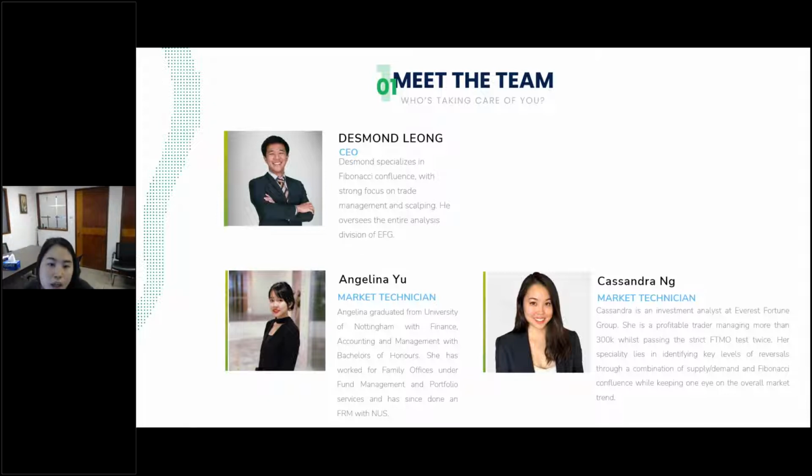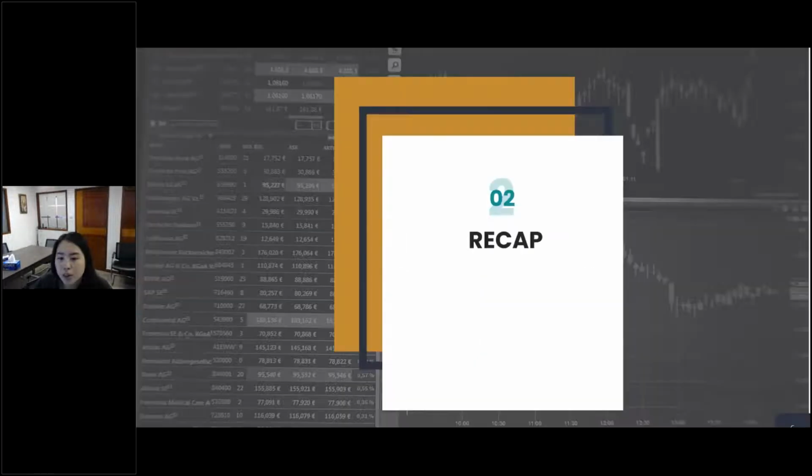My specialty is catching reversals. I do that by using Fibonacci confluences, which is what we're covering today. I think this is a very important topic actually. I also use a combination of supply and demand and Fibonacci confluences. Supply and demand is basically just support and resistance. I also look at the overall market trend when I do that. Okay, let's start with a recap.